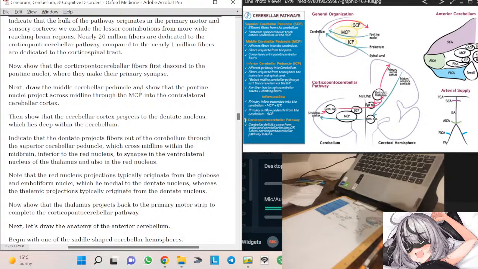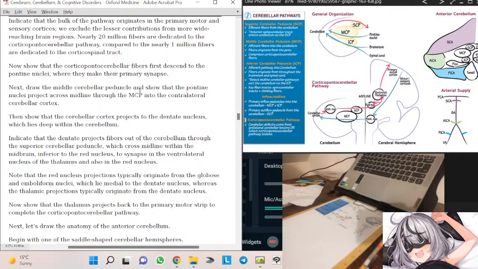Dentate projects here, which also cross midline within the midbrain, at the level of midbrain. Okay, so pons, cerebellum, cortex, dentatus, and then we'll cross at the level of midbrain, inferior to the nucleus ruber, to synapse in the ventrolateral nucleus of the thalamus and also in nucleus ruber.